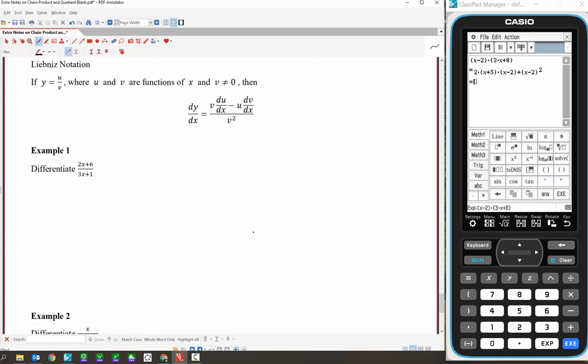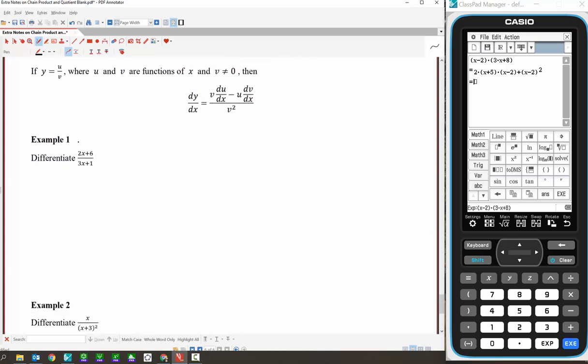So what I say we do is just go plow into it and use it. So we've got one function over another function. So we'll call the top function u. We've got no choice with the quotient rule. The top function always has to be u. Bottom function is v. dv/dx equals 3.